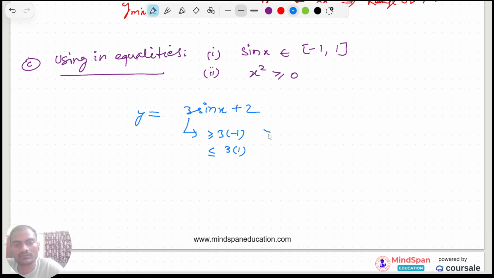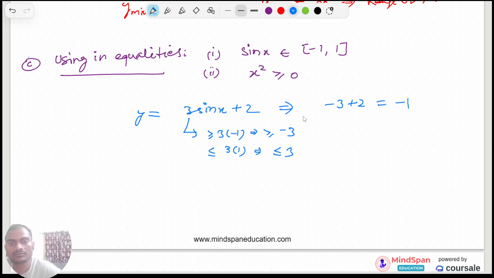So this will always be greater than or equal to -3 and less than or equal to 3, right? So minimum it can go till -3 and maximum it can go till 3. So using these inequalities, we try to deduce the actual fluctuation in the output of this overall function. So it can go minimum till minus 3 plus 2, which is minus 1.